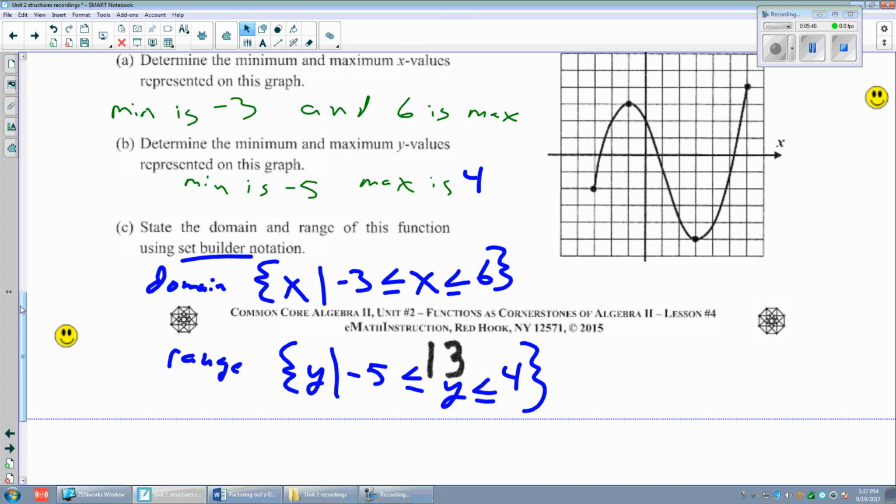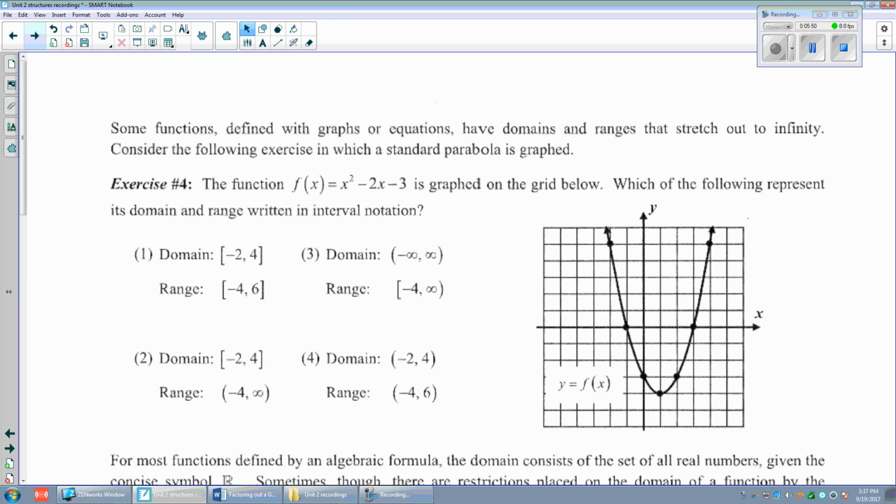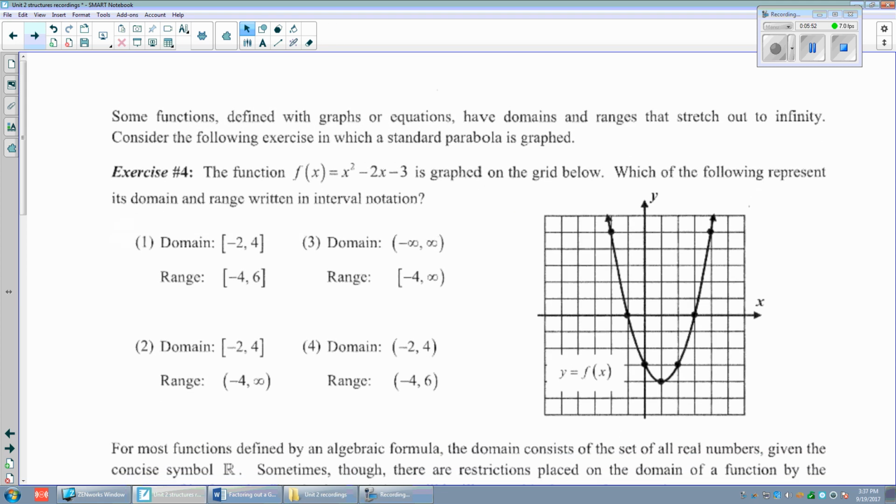I'm going to turn the page. Turning. Some functions defined with graphs or equations have domains and ranges that stretch out into infinity, such as this one. Consider the following exercise, which is a standard parabola. Okay, I wouldn't say standard because the vertex isn't sitting on the origin, in which a parabola is graphed.